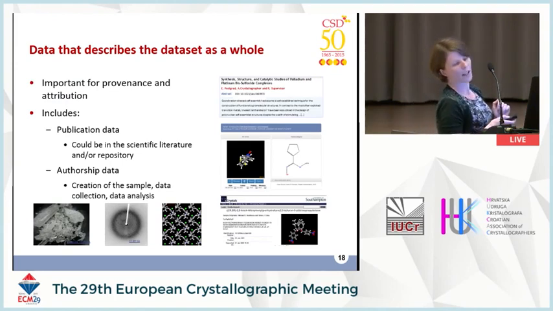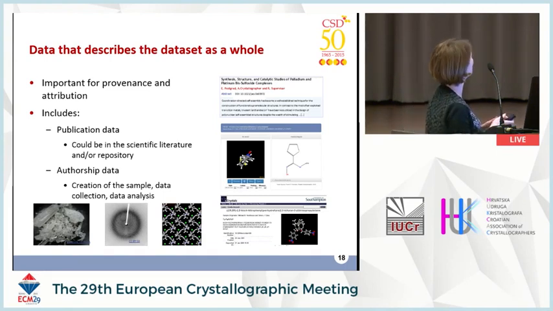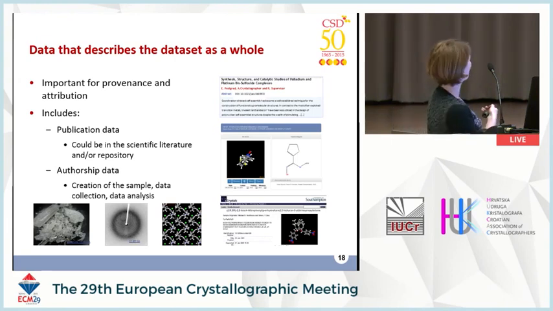So let's go on to look at the data that describes the data set as a whole, and I think this is important for provenance and attribution of the data. So this includes publication data: when the data was published, who published it, and where it was published. And this could be scientific literature, or private communication in the CSD, or things like a university repository, so e-crystals like Simon mentioned.